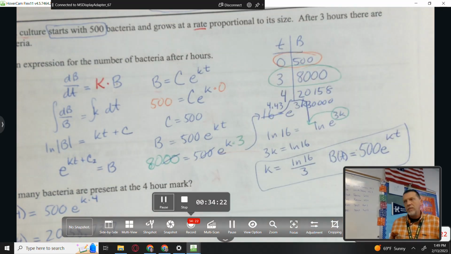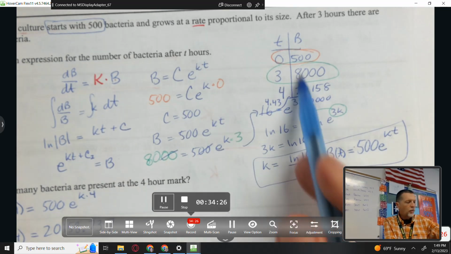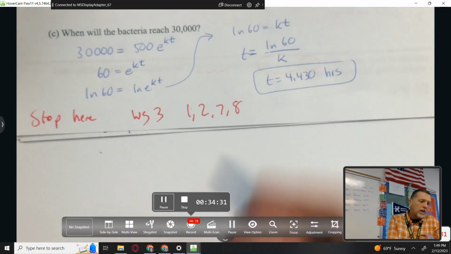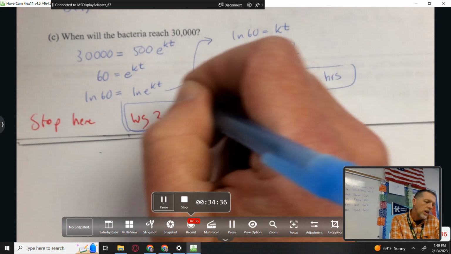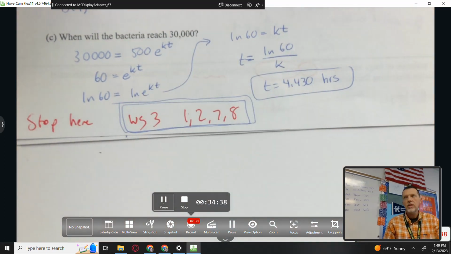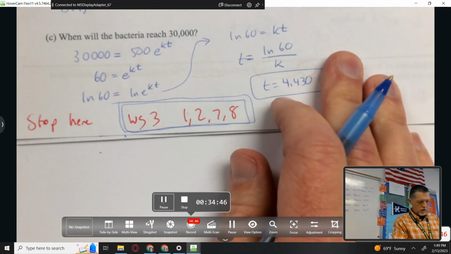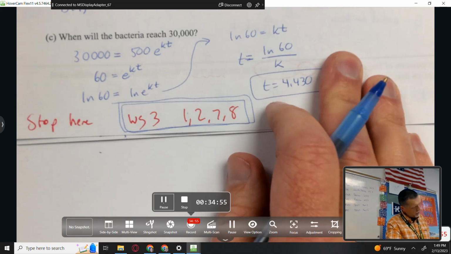So I think holding your information in a table is helpful when you get to the end, because you can see that it all works together. All right, your assignment today is 1, 2, 7, and 8 on worksheet 3. And then tomorrow we'll work those last 2 examples, although there's nothing new with them. Well, they're just algebra.